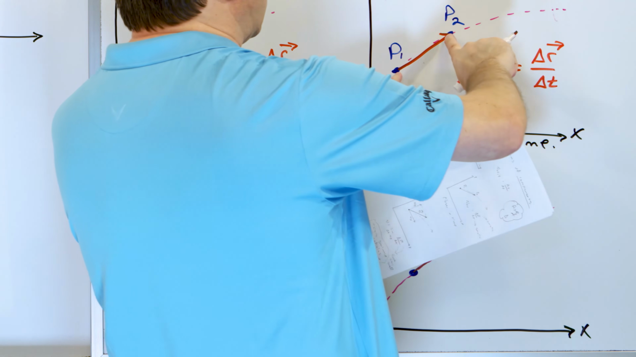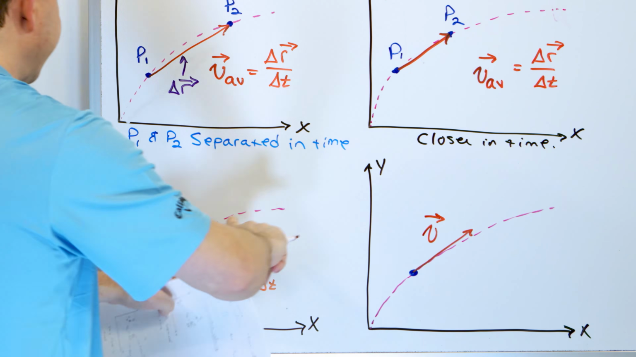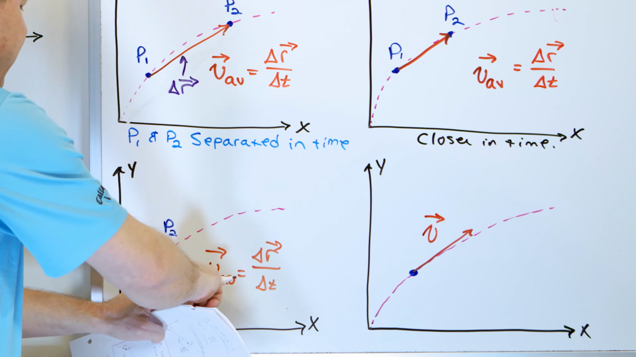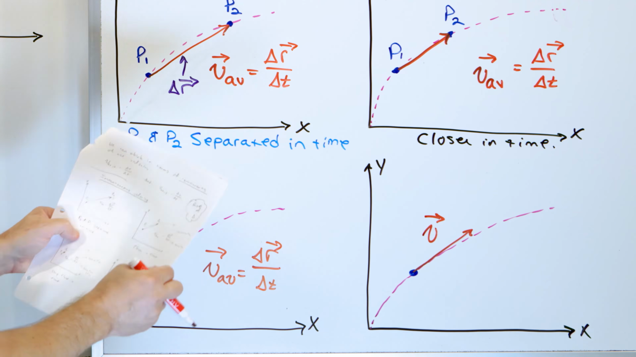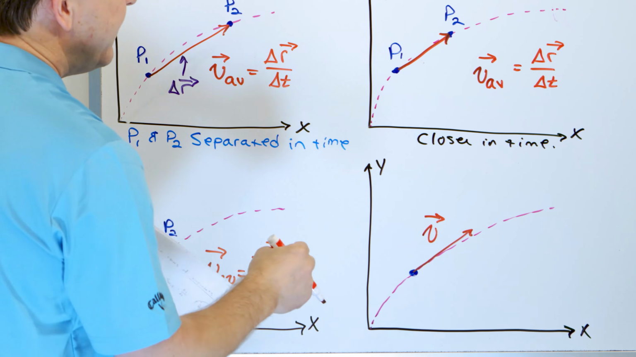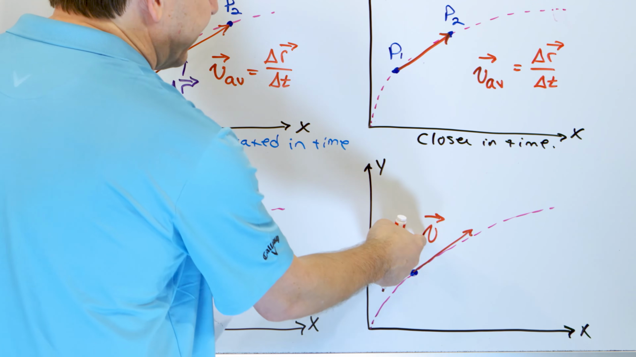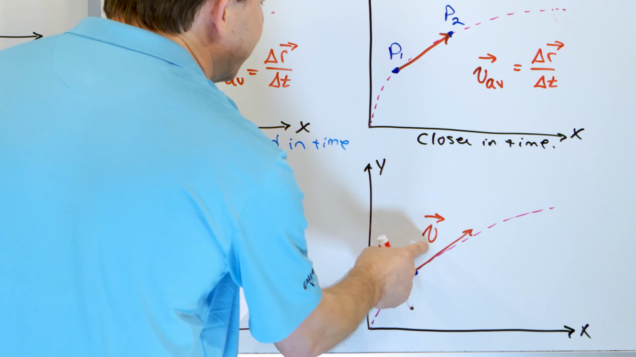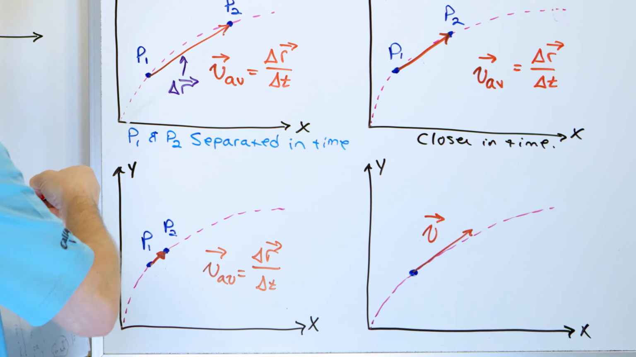This is an average velocity when the points are a little closer together. This is an average velocity when the points get very close together. But if I make the points incredibly close together so that they're essentially on top of each other, then I've defined what I call the instantaneous velocity, and I don't call it average anymore. I just say that it's v like this.